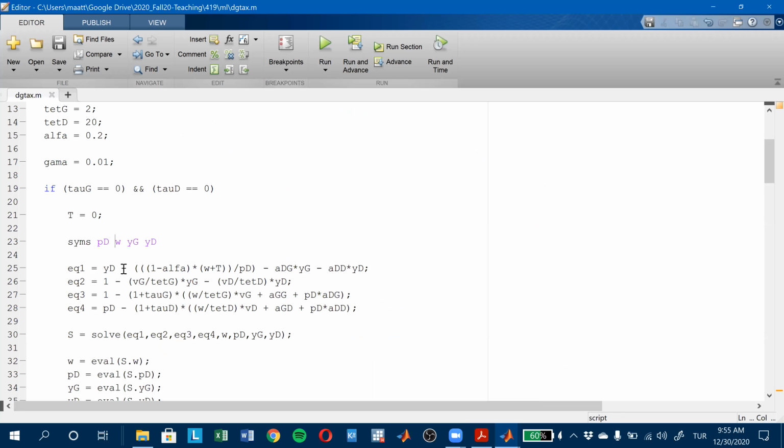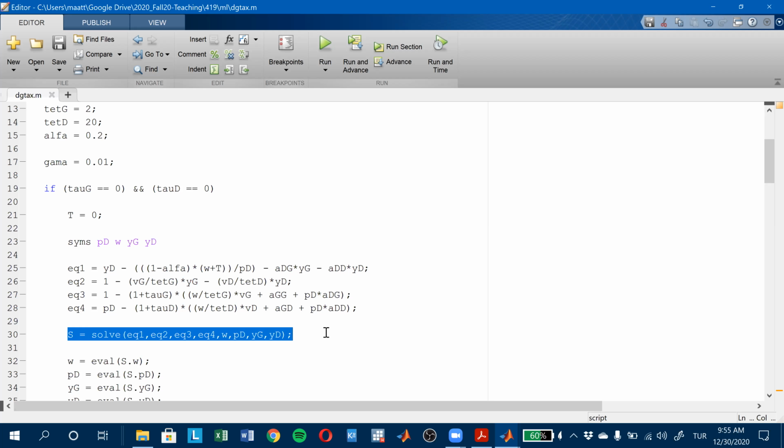Okay, for instance, YD minus the demand components, right? 1 minus the labor demand by the green firm minus the labor demand by the dirty firm. Price is equal to gross tax rate times the price of value, 1 minus, right? PD is going to be equal to that, but I write it in this way, minus.